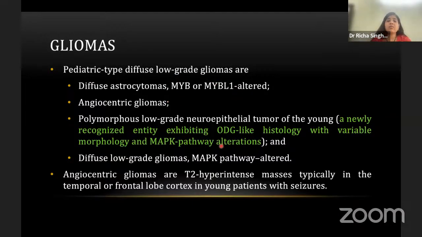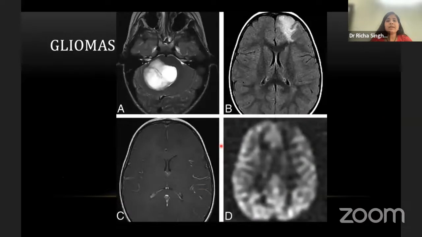Now, angiocentric gliomas are a T2 hyperintense mass. As we can see here in this case, there is a T2 hyperintense lesion. It's a cortical based lesion, and it will be a benign looking lesion in a pediatric age group. This is the image of a 7-year-old child who presented with seizures. So angiocentric gliomas usually present with seizures, and we can see that it's FLAIR hyperintense.